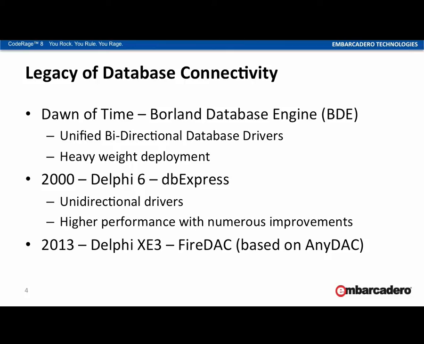In 2000, BDE was starting to show its age, so Delphi 6 introduced DB Express. DB Express was a high-performance system with numerous improvements over the BDE, but it was unidirectional, meaning that you could only move forward through a data set and you couldn't reverse your direction. So they had a number of advantages over the BDE, but because of the limitation of being unidirectional, and a couple other things, it still wasn't a complete replacement for the BDE.